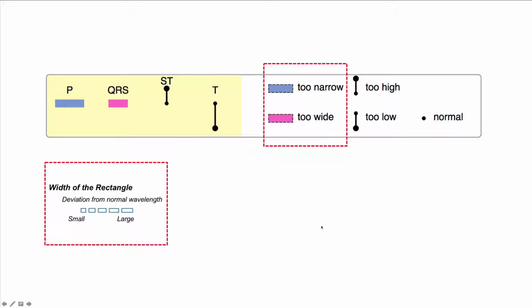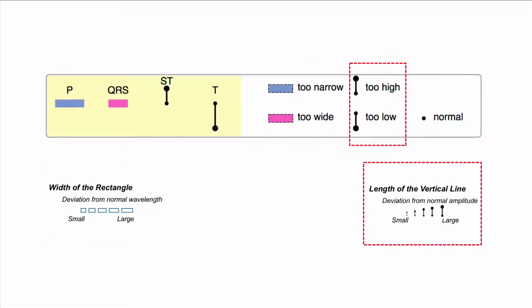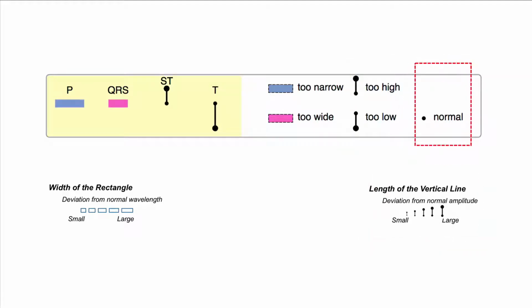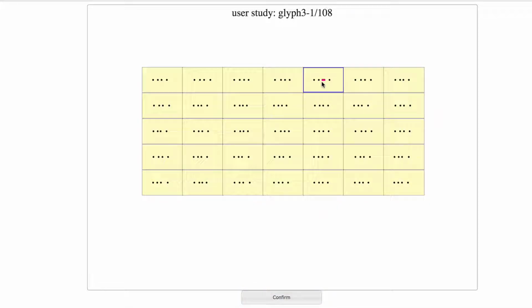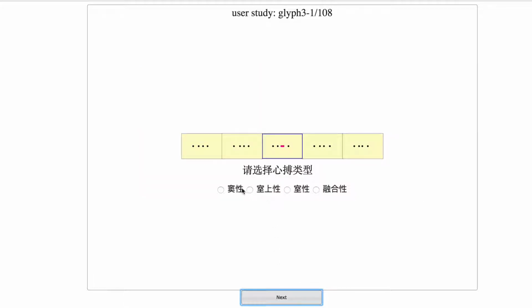The rectangle indicates the deviation of wavelength from the normal value, and the vertical line indicates the deviation of amplitude. A single circle indicates the normal heartbeat. In addition, the background color means the overall outlier degree of a heartbeat. The effectiveness of the glyph is demonstrated by a comprehensive user study. Let's get back to the demo.